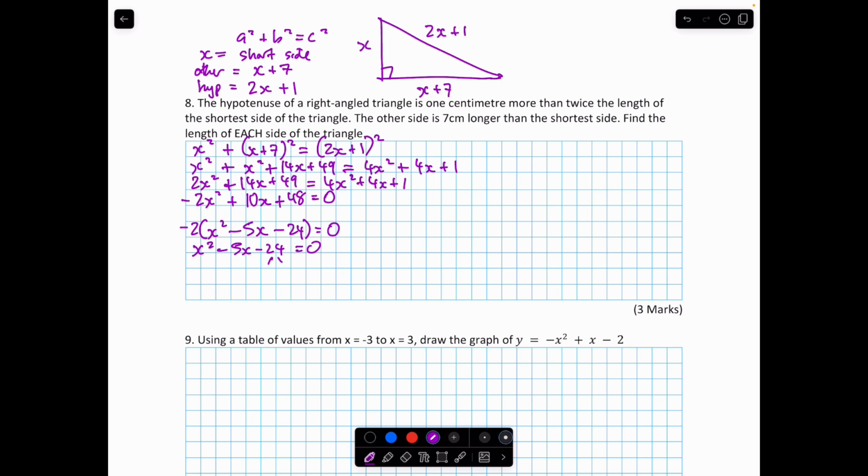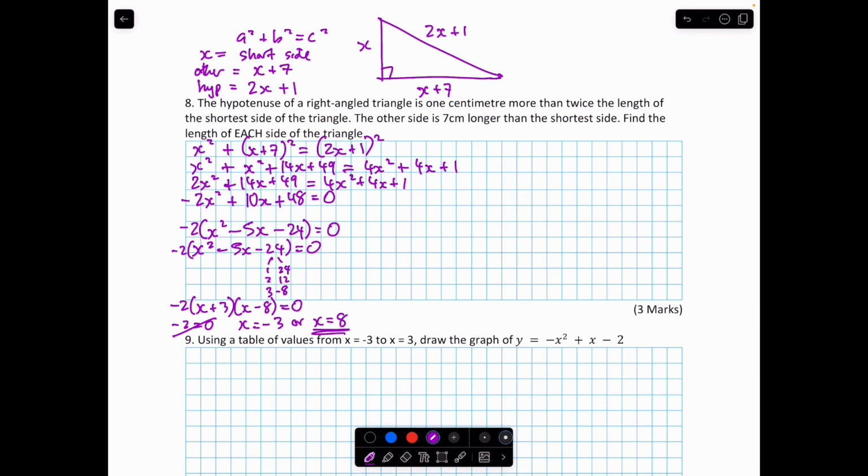Numbers that I multiply together: 1 and 24 will never get me 5, 2 and 12 will never get me 5, but 3 and 8 will. 3 take 8. So you're going to have, don't forget the -2 at the front, -2 bracket x plus 3, x take 8 equals 0. -2 can't be equal to 0, so ignore that. But x plus 3 is going to give you x is equal to -3, or x take 8 is going to give you x is equal to 8. You can't have a negative length because we're talking about a triangle. So it's going to be that. X is equal to 8.